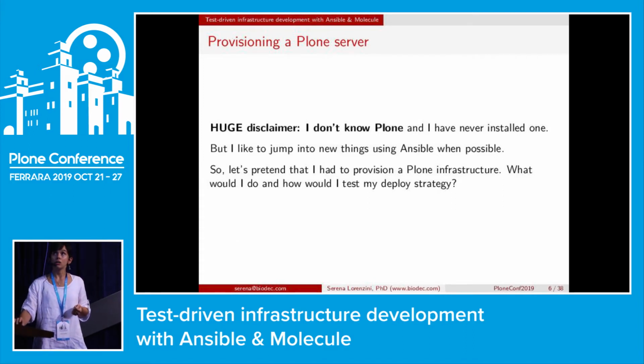As I said, I don't know this project, but I like to jump into things that I don't know using Ansible when possible, because there are people out there that have written recipes for the community. And so let's pretend that I had to install Plone on some server. What should I do, and what would be my test strategy?